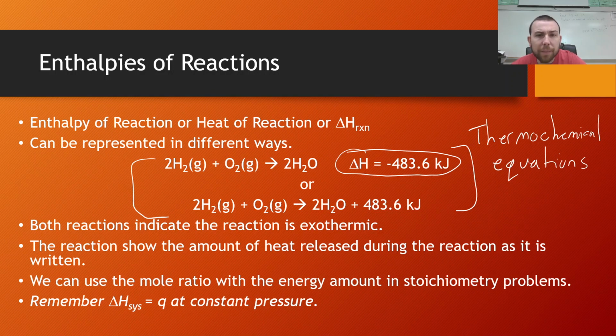Now, the other way that it can be represented is we've got the 2H2 plus the O2 makes 2H2O. But then look, they've written plus 483.6 kilojoules because, again, energy can't have a negative value. It's just simply telling us the direction it's moving in. So writing plus 483.6 kilojoules here as a product is letting us know energy was released here. Like I was saying, in both of those processes, it's indicating the reaction's exothermic.